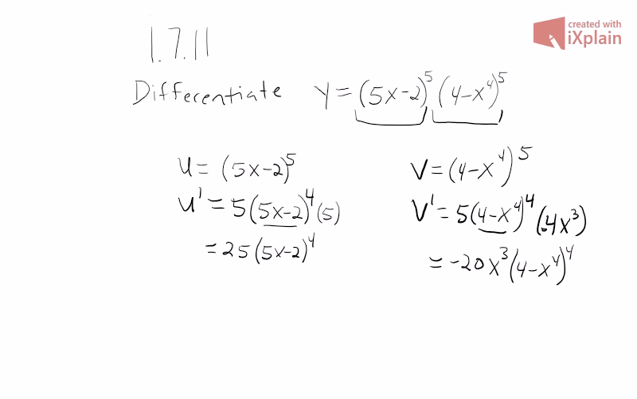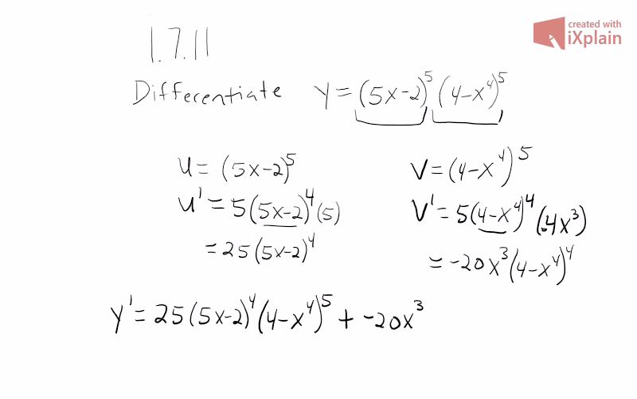Okay, so now the derivative of my function, y prime, we take u prime times v, so there's u prime, times v, okay, plus v prime times u. So we'll have plus negative 20 x cubed times (4 - x^4) to the 4th power. So there's v prime. Multiply that by u.